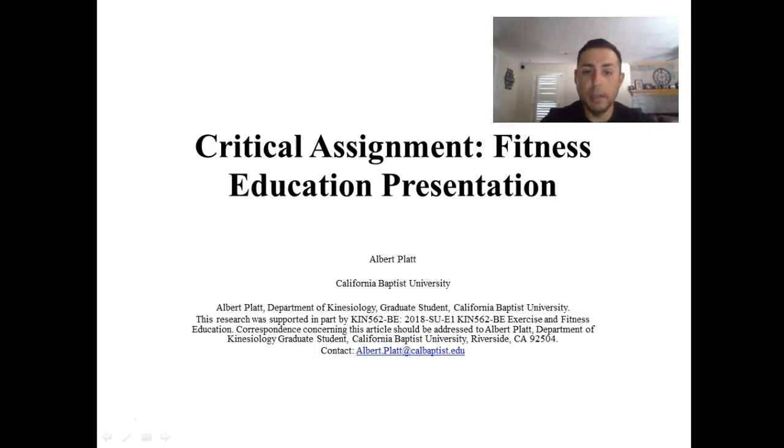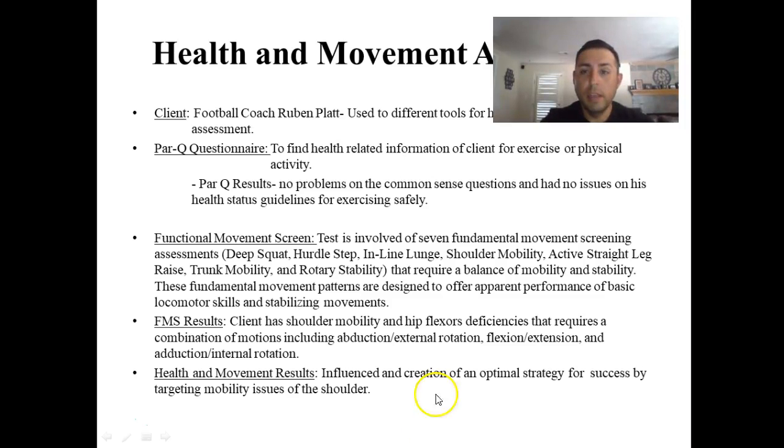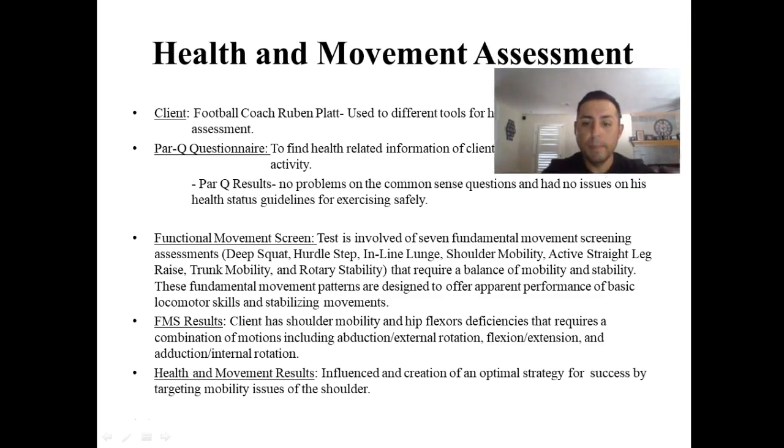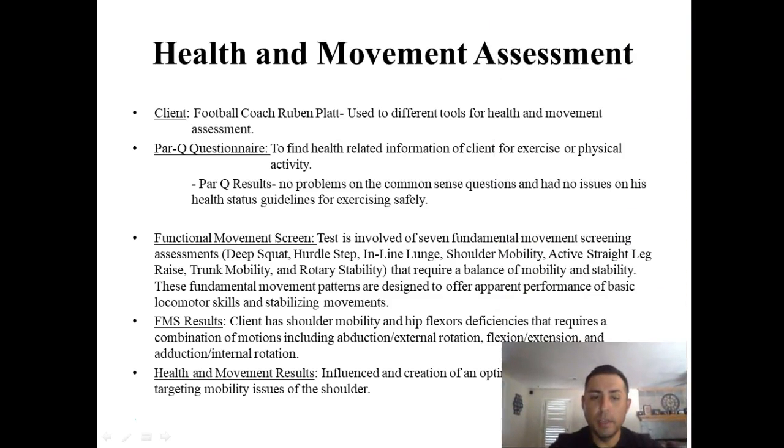So the next slide I have is the health and movement assessment. For my client, football coach Ruben Platt, I used different tools for health and movement assessments to see if he was, like I said, physically fit to coach this year. So I used two different tests.